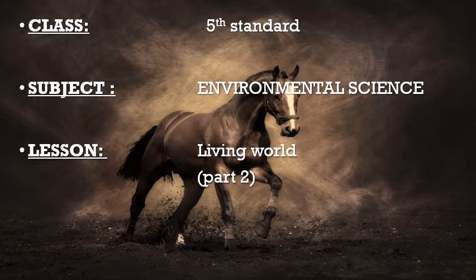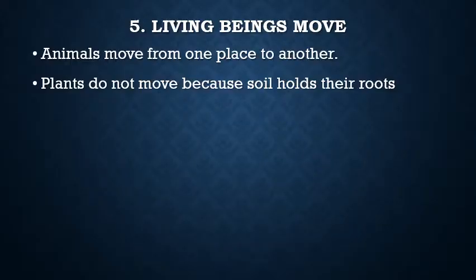This video is for class 5, subject environmental science, lesson 1, living world, part 2. In the previous video, you learned about living things and non-living things. What is that component or the characteristics that differentiate between living things and non-living things? We even saw that there are different characteristics of a living thing.